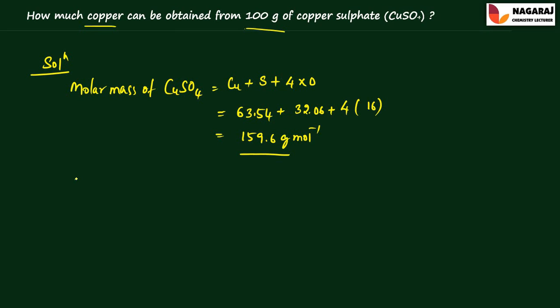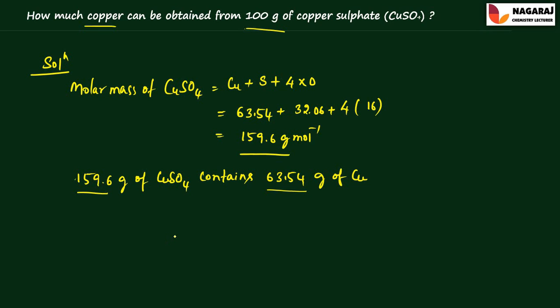According to stoichiometric calculations, 159.6 grams of copper sulfate, CuSO4, contains 63.54 grams of copper, right? So 63.54 is the atomic mass of copper. So 159.6 grams of copper sulfate contains just 63.54 grams of copper.